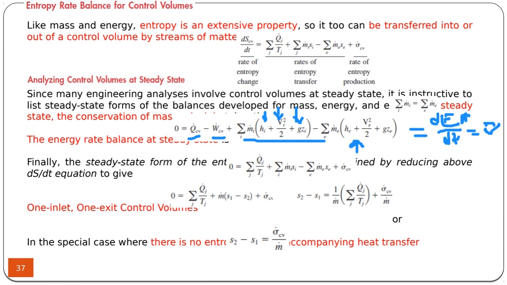If there is only one inlet and one exit, we can find the change of the entropy as the entropy production per unit time divided by the mass flow rate. So this is for an open system where there is no Q interaction. If there is no Q interaction, the entropy change within an open system can be calculated from the entropy production divided by the mass flow rate.